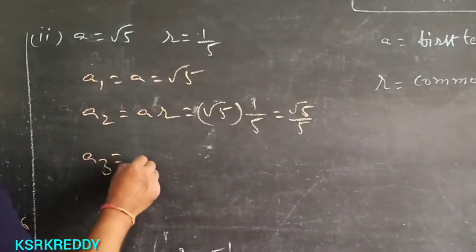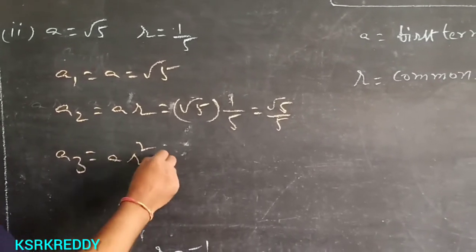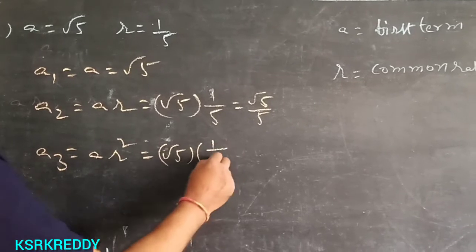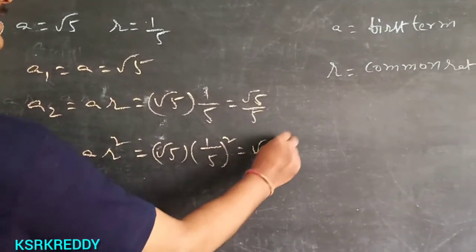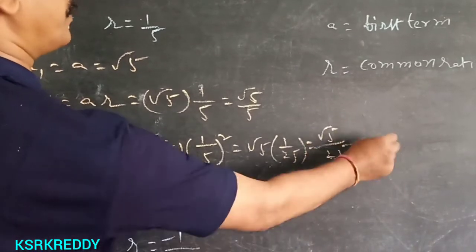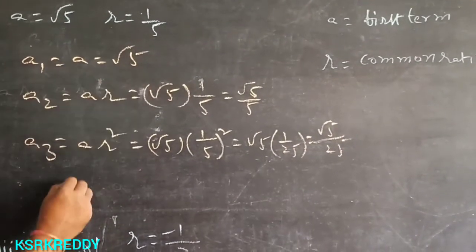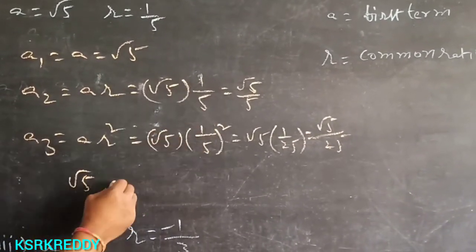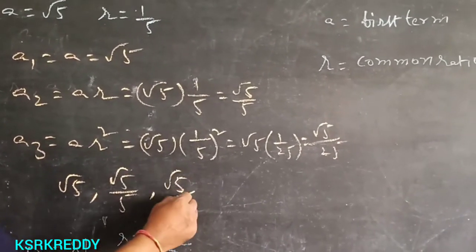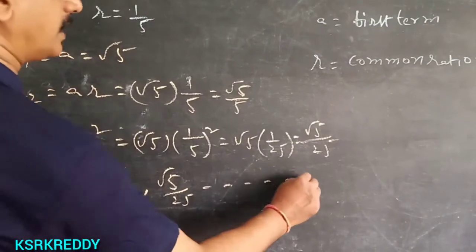A3 equal to AR square. A is root 5 into R value 1 by 5 square, that equal to root 5 into 1 by 25, that equal to root 5 by 25. So first term value root 5, second term value root 5 by 5, third term value root 5 by 25 and so on are in GP.